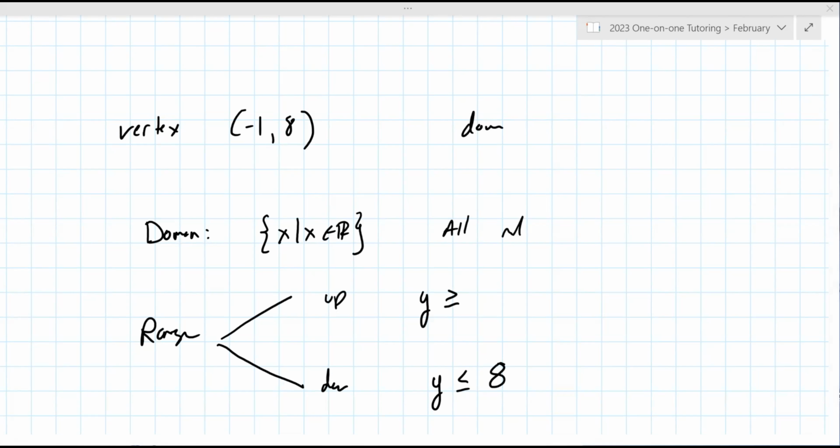Okay. Since we don't have very much time left, let me snip in a graph here again and just ask you for the range of this one, please.